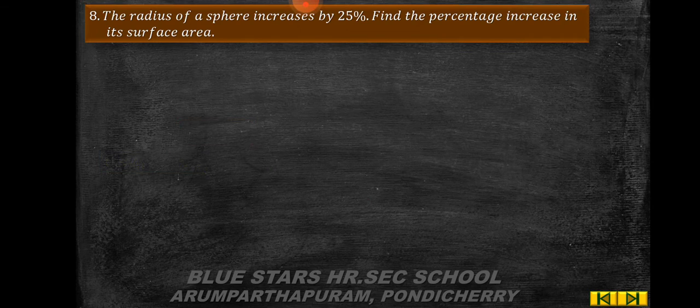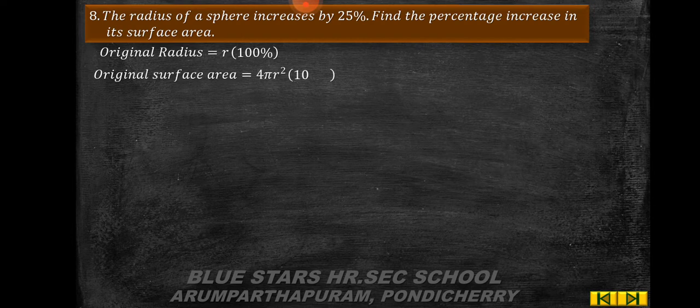Problem number 8. The radius of a sphere increases by 25%. Find the percentage increase in its surface area. Original radius is equal to R, which is 100%. Original surface area is equal to 4 pi R square.